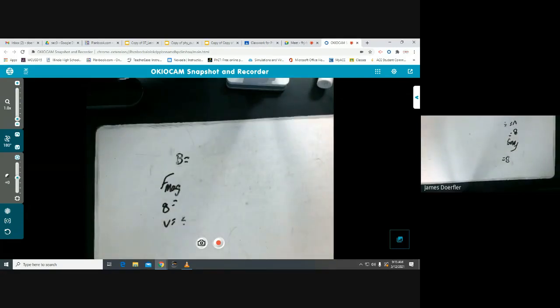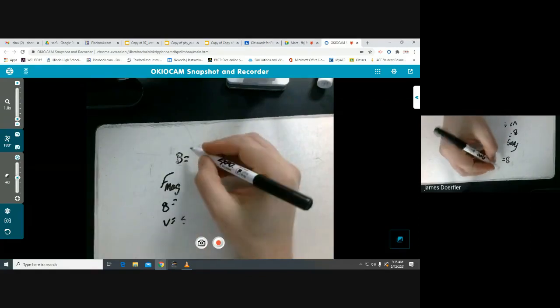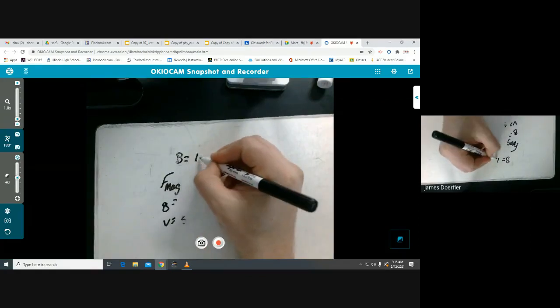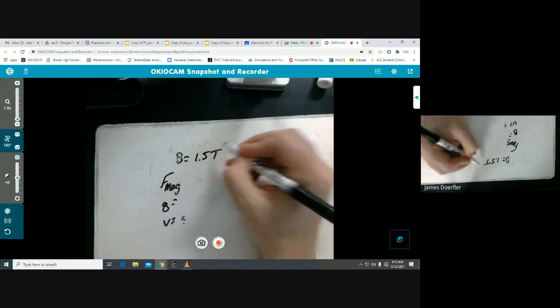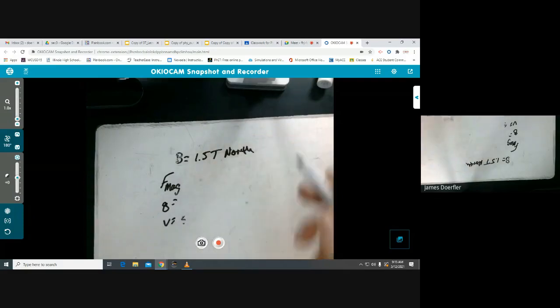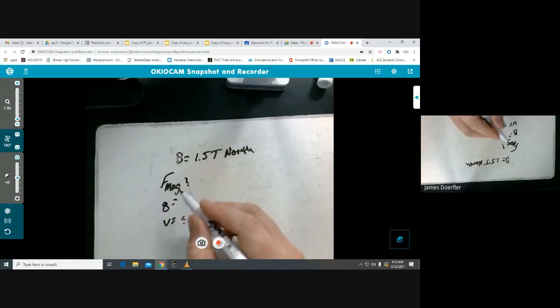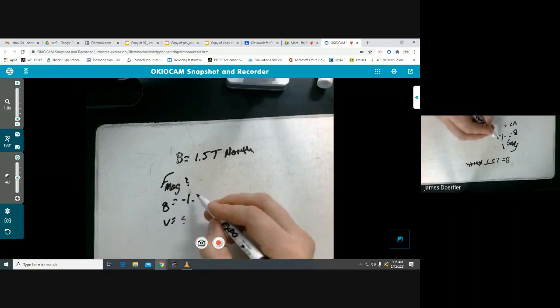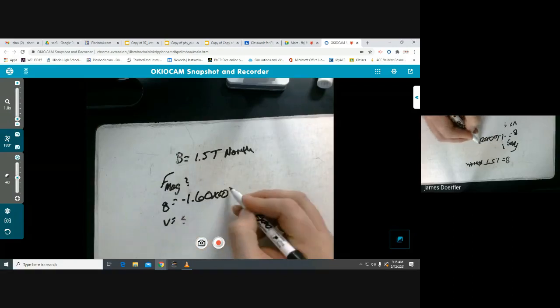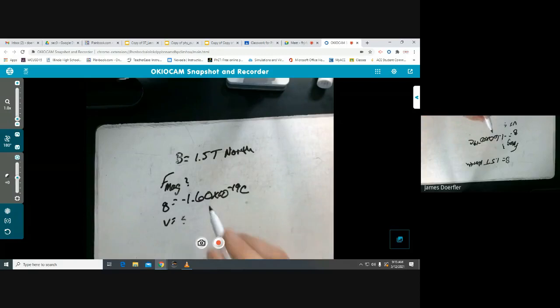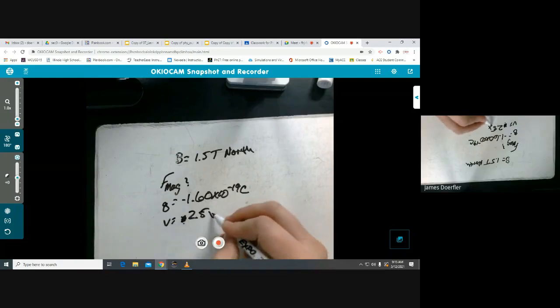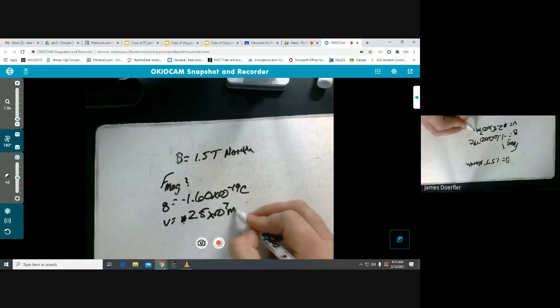We know that our magnetic field is 1.5 Tesla north. We know that our charge this time is 1.60 times 10 to the negative 19th coulomb, because it's an electron. And our speed is 2.5 times 10 to the 7th meters per second.